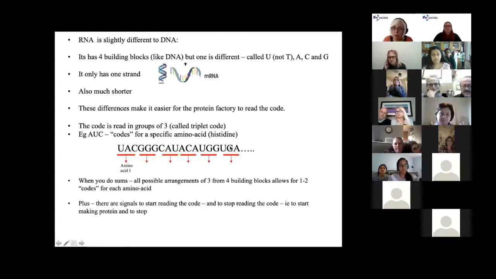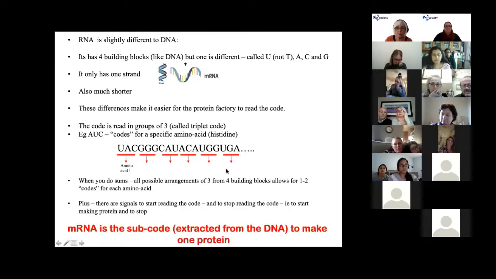This RNA molecule also at the beginning has a little triplet that says start reading me from here. And then it has one at the end that says stop reading me. So it knows when to start and when to stop. And then all that sequence in between will give you these amino acids that assemble into a protein. So your messenger RNA is a subcode, extracted from the DNA, and it's the subcode to make a single protein.